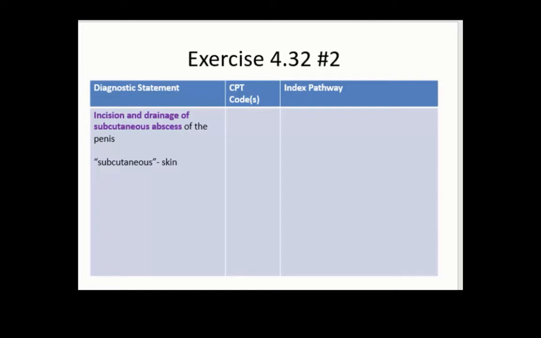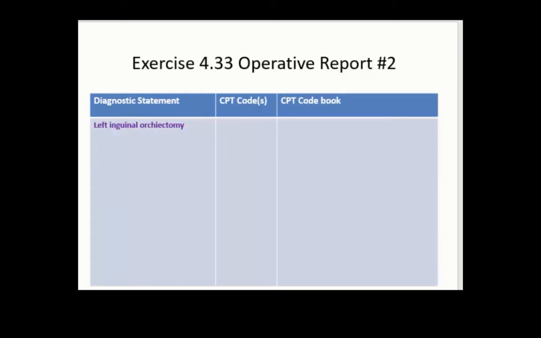The first one refers to a subcutaneous abscess on the penis. Remember that subcutaneous, you're going to go back to the integumentary system, and it will give you this code. The next exercise has to do with a vasectomy. And there's the answers for that one. A left inguinal orchiectomy, or removal of testes, is your operative report number 2. And there is the path and the code.